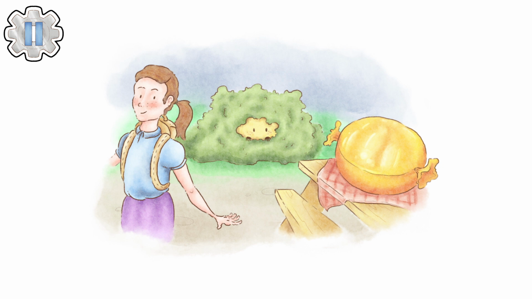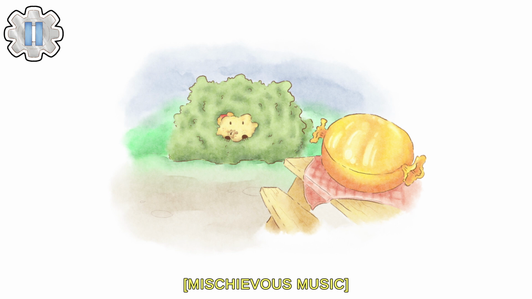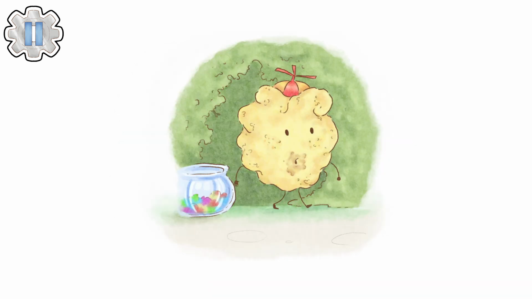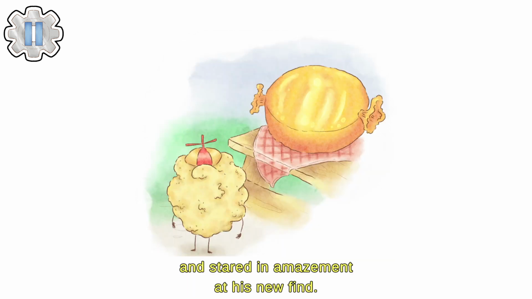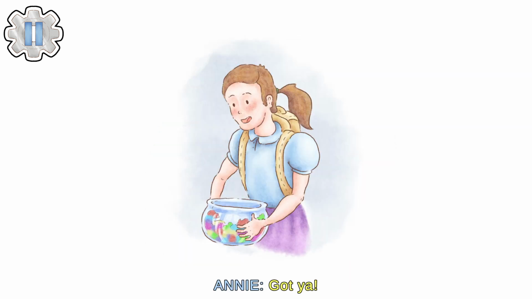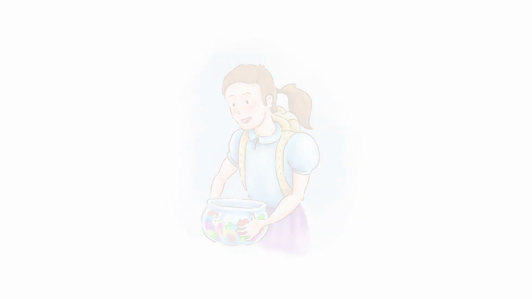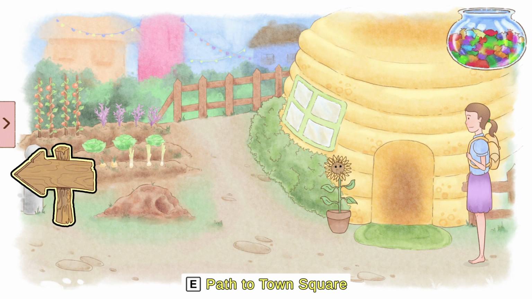Annie walks away from the table and watches the scene unfold out of view. The child emerges from the bushes. The young Crumble had never seen a chocolate sweetie so big. He dropped the jar he had stolen and stared in amazement at his new find. Gotcha. Annie quietly picks up the jar of sweeties. I better get out of here before he realizes. Jar of sweeties. Added to backpack.